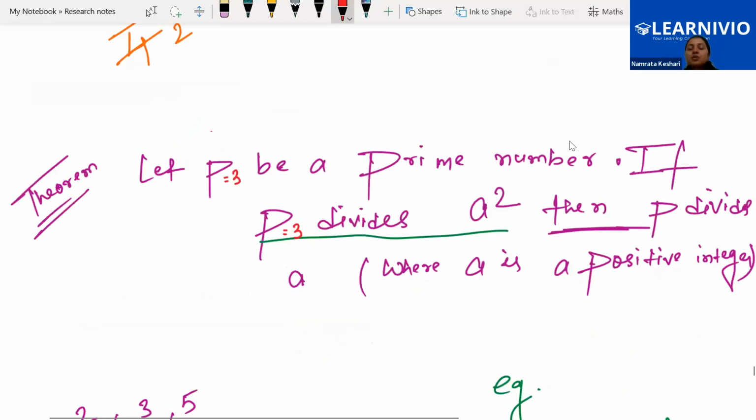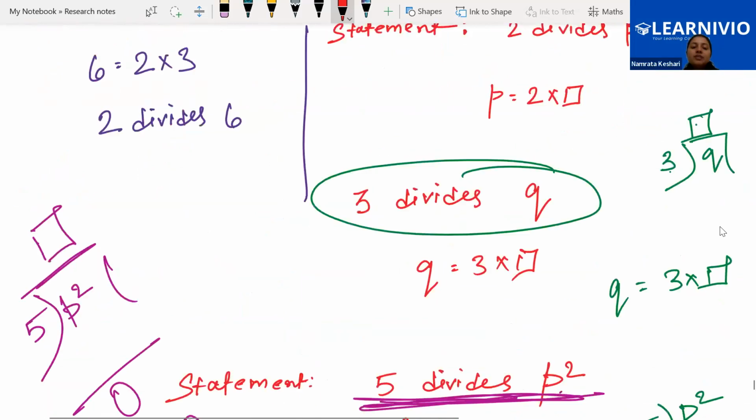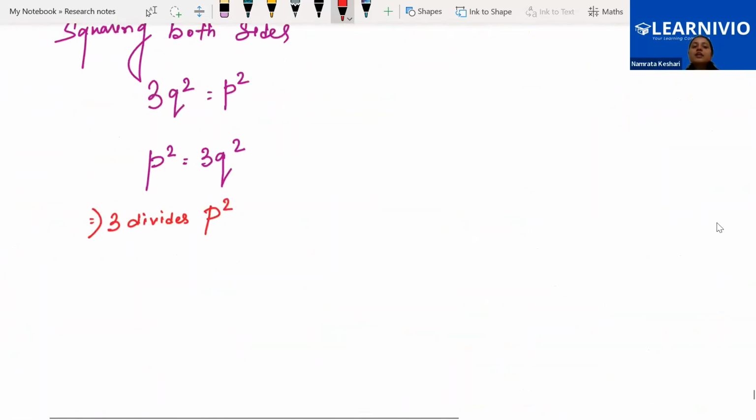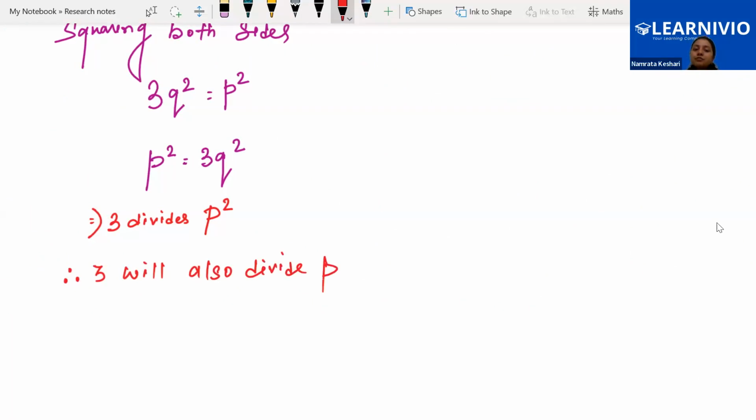Yeah. So if P divides A square, then P will also divide A. Here we have made the conclusion that 3 divides P square. So can we say that 3 will also divide P? Yes or no? Therefore, 3 will also divide P. From where are we writing that? From the above theorem we are writing that. Yes or no?